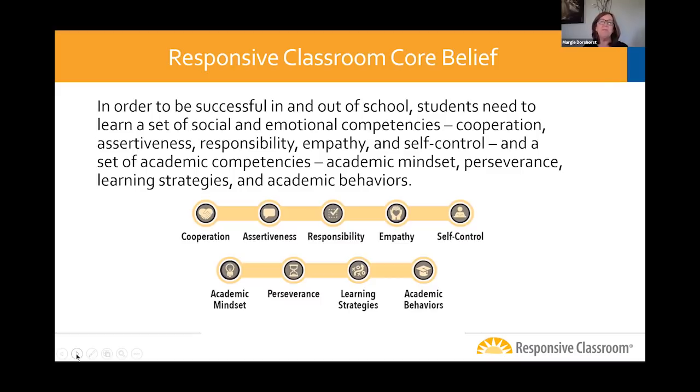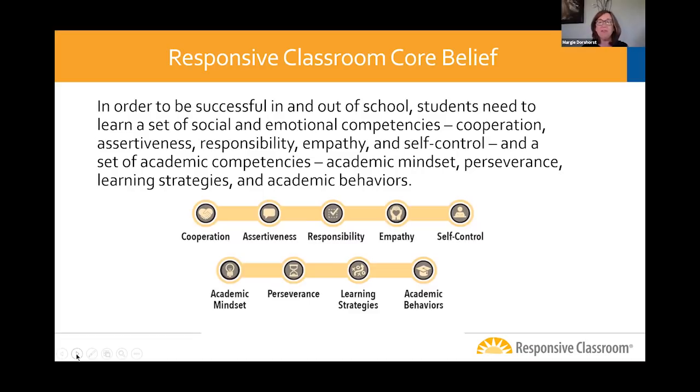I'm going to talk about them briefly, and then I want to think about how they impact engaging academics as well. The 5 social emotional competencies make an acronym that is easy for me to remember: CARES. Students need to learn cooperation, assertiveness, responsibility, empathy, and self-control. Sometimes it's those competencies that get in the way of engaging learning and engaging academics.